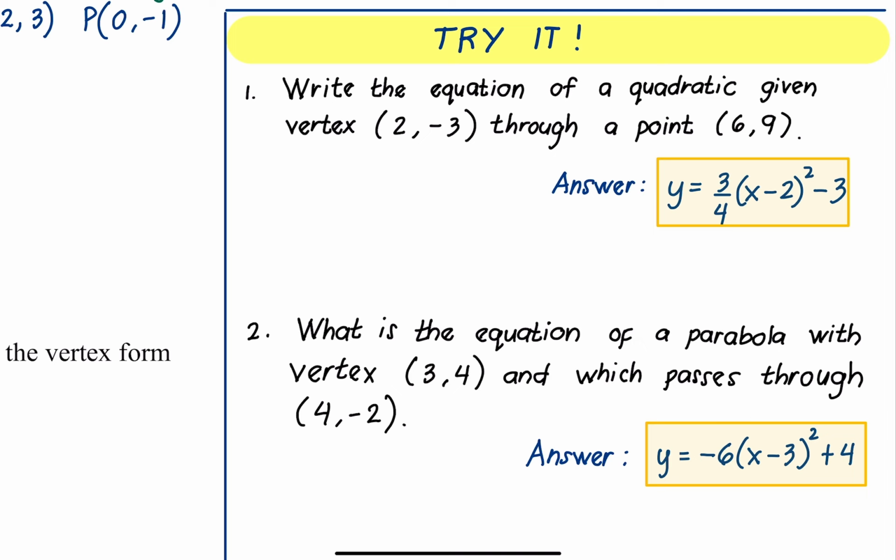And for number 2, what is the equation of a parabola with vertex 3, 4 and which passes through the point 4, negative 2? So our vertex again here, class, is h, k and the point x, y. Okay, so this is the answer. y is equal to negative 6 times x minus 3 squared plus 4. Again, I want you to show your complete solution.